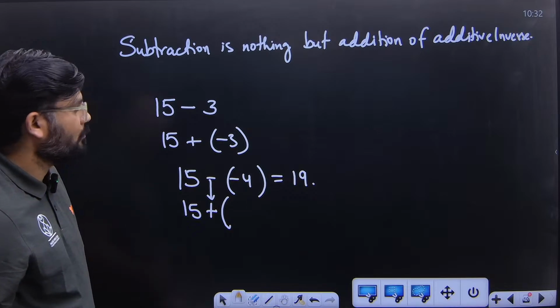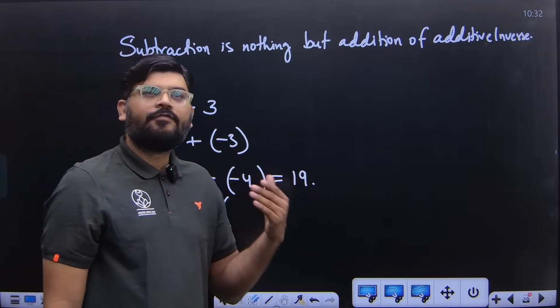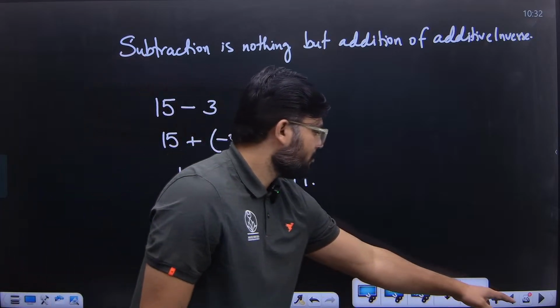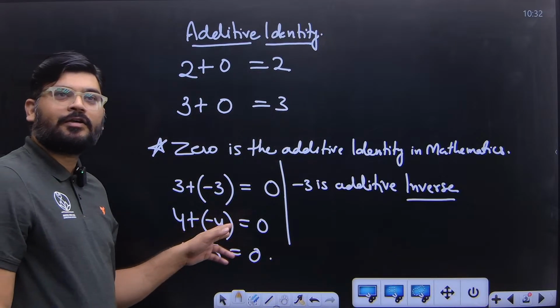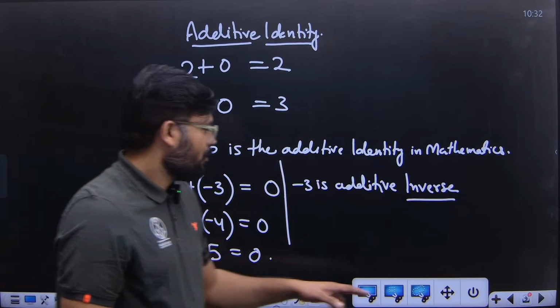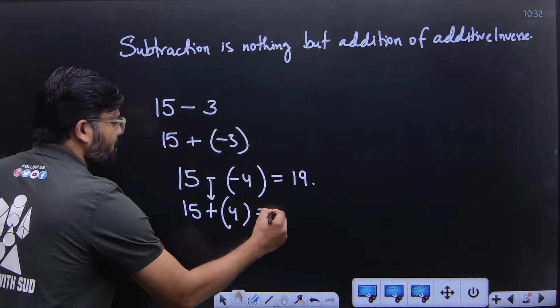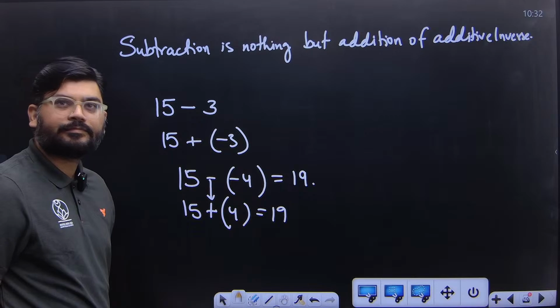Negative 4 is plus 4. Now I get what you mean. Additive inverse is plus 4. So the additive inverse of minus 4 is plus 4. So what is 15 plus 4? It is also 19.